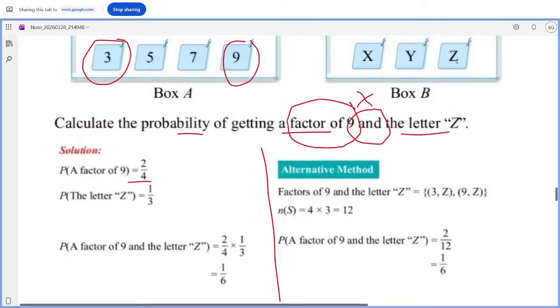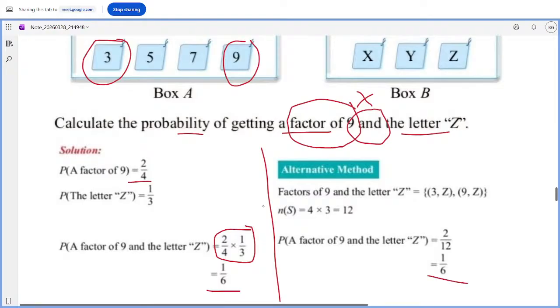And if you want to get letter Z, is 1 over 3, correct? So based on the rule, if they say N, you just need to multiply both of the probability. You will get 1 over 6. Okay, this is the first method. Second method, we're using the listing. Okay, so you want to get factor of 9 and letter Z. So possibilities, you have two, 3Z and also 9Z. Very simple. And then sample space, 4 over here, 3 over here. So 4 times 3, you get 12. So 2 over 12, 1 over 6 or so.